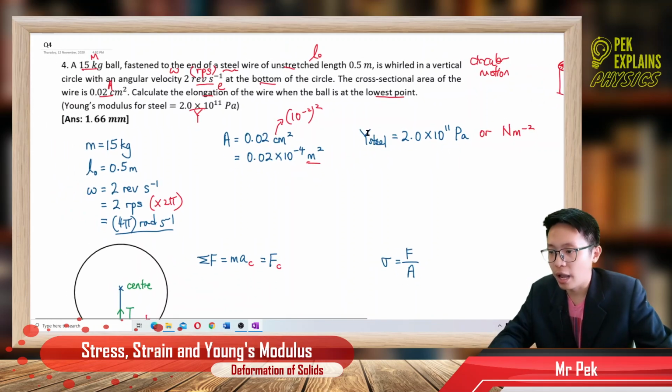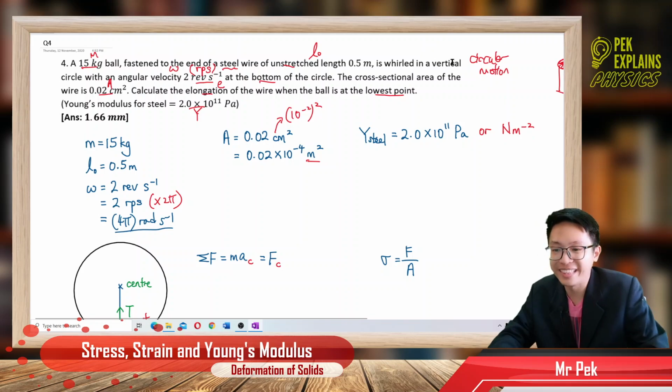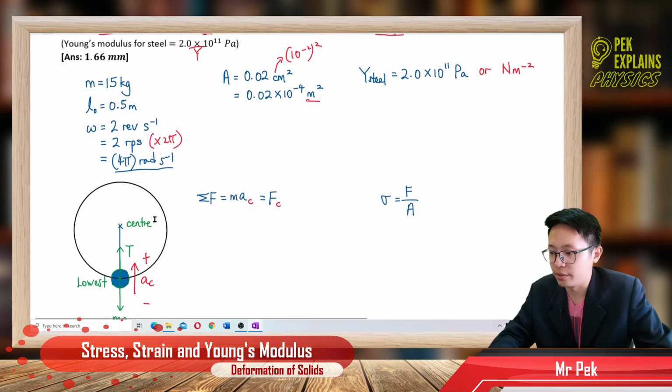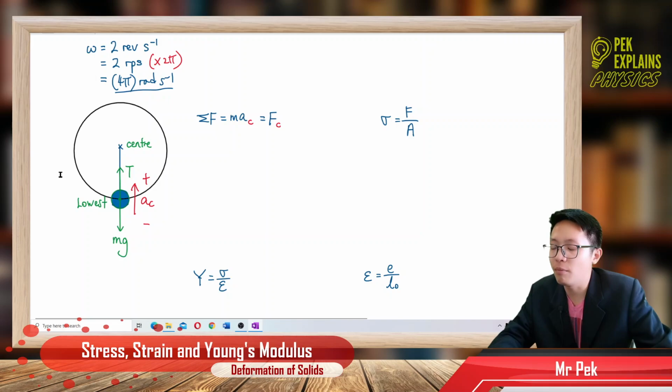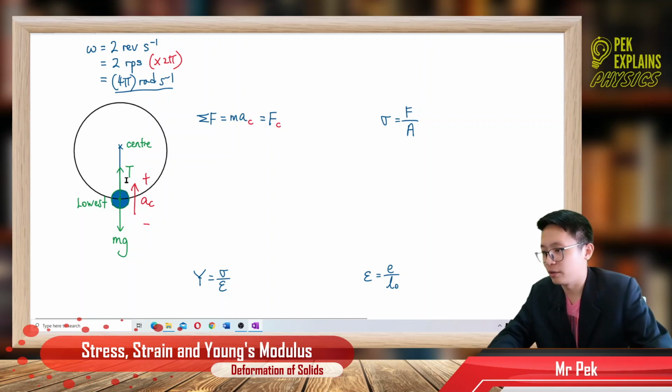So what should I do now? I already identified this is a vertical circular motion. When the object is at the bottom of the circle, always draw a free body diagram. At the lowest point, the center of the circle is at the top. Identify all the forces acting on the ball. Our focus is on the wire, pulling on the ball. We want to find the force acting in the wire, which is the tension.